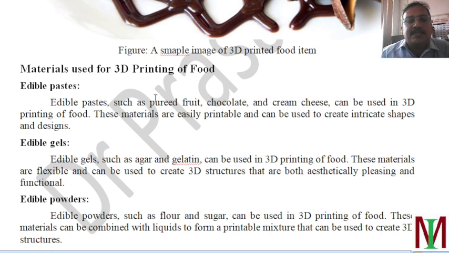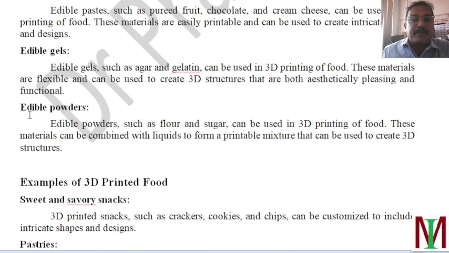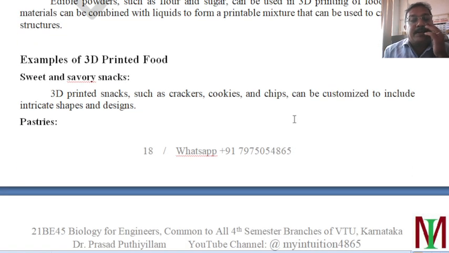So the materials used in 3D printing of food are edible pastes, like fruits, chocolate, cream, cheese. Edible gels such as agar and gelatin can be used in 3D printing of food. Edible powders like flour and sugar can be used in 3D printing of food. Okay, examples of 3D printed food: sweet and savory snacks like crackers, cookies, chips.